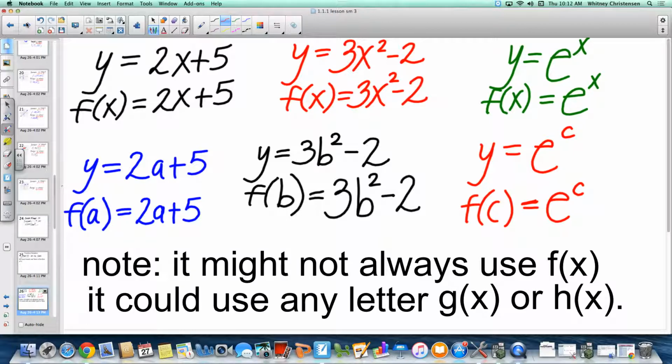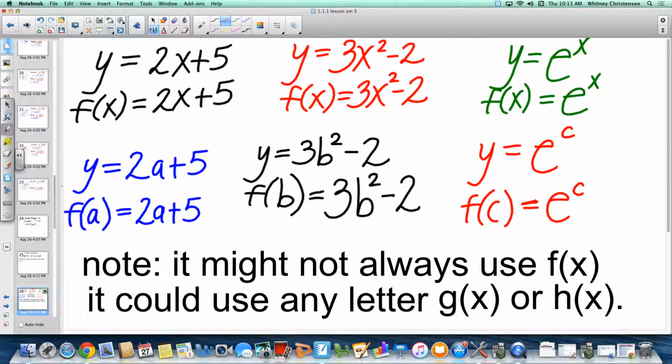So look, these are the same thing, it's just I'm saying I have a function of x. These are the exact same thing. Looking at this one, we have y is equal to 2a plus 5. I'm writing it in function notation, so that just means I'm not writing a y, I'm writing f of a because it was a function of a. Does that make sense, everybody?